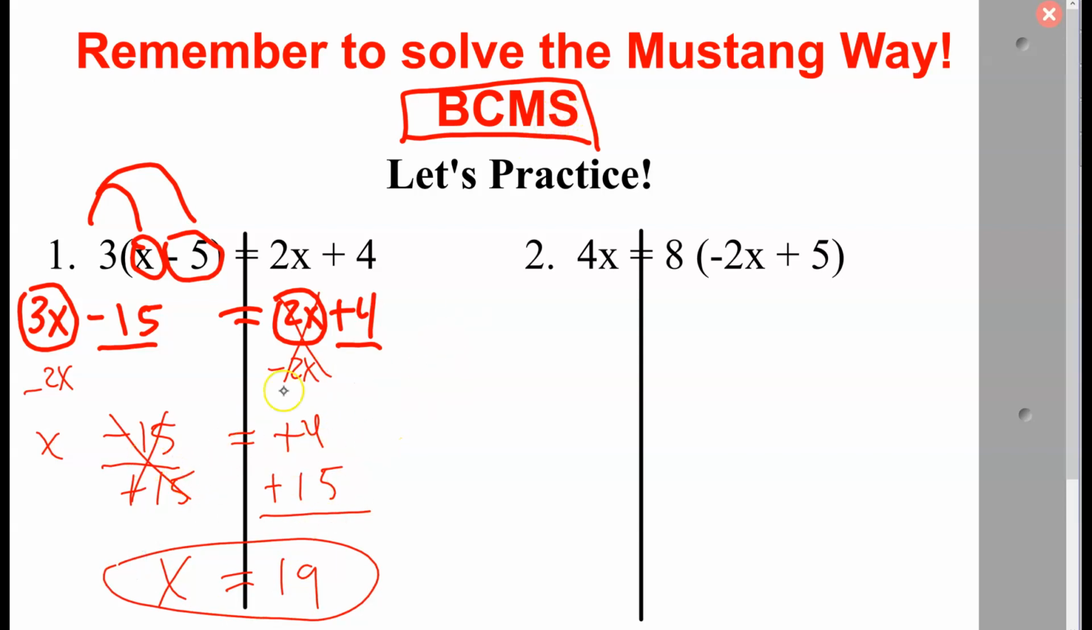Once I moved my variable term, the S step is to solve. And I do that by inverse operations. There's just one step here to solve. And I get x equals 19.